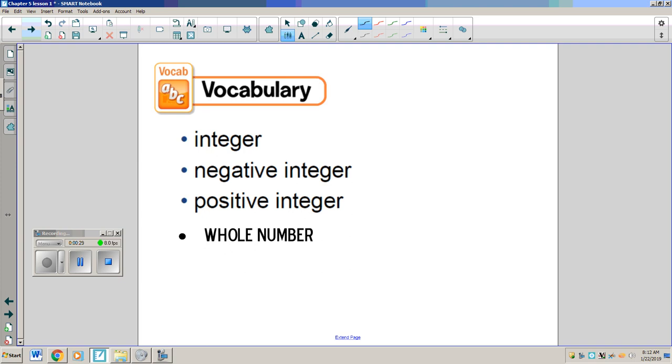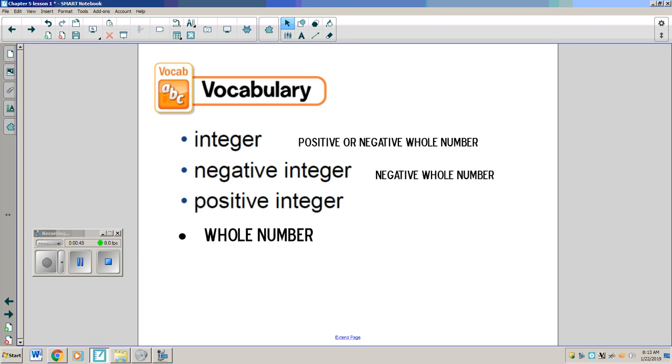Copy down integer in your notebook. An integer is a positive or negative whole number. Remember to pause the video so you can get that copied down. The next one is negative integer. A negative integer is a negative whole number. We will write these with a negative sign.